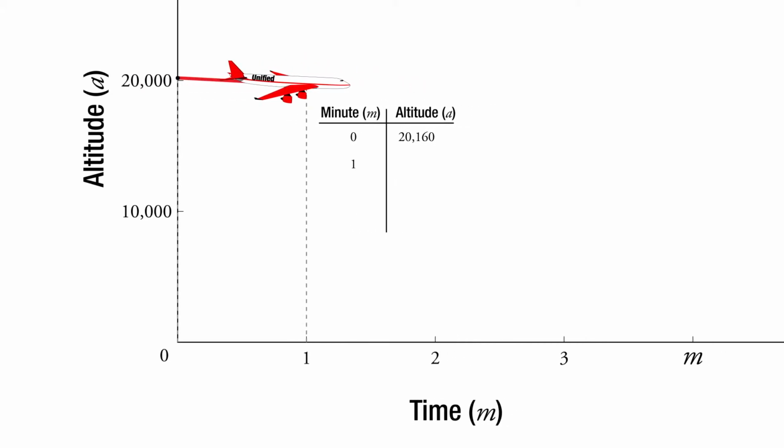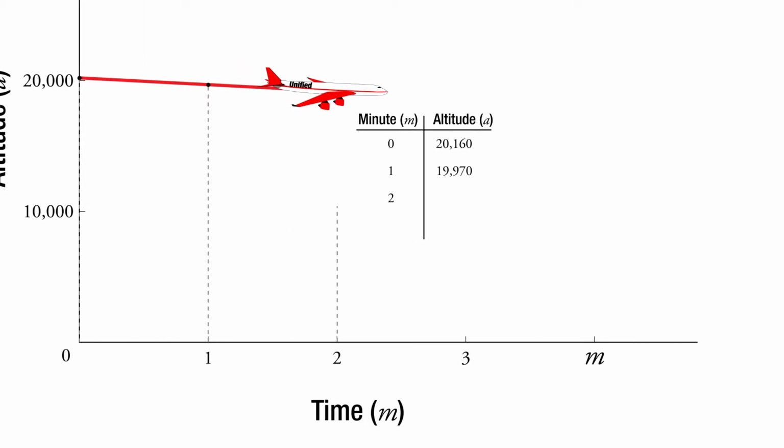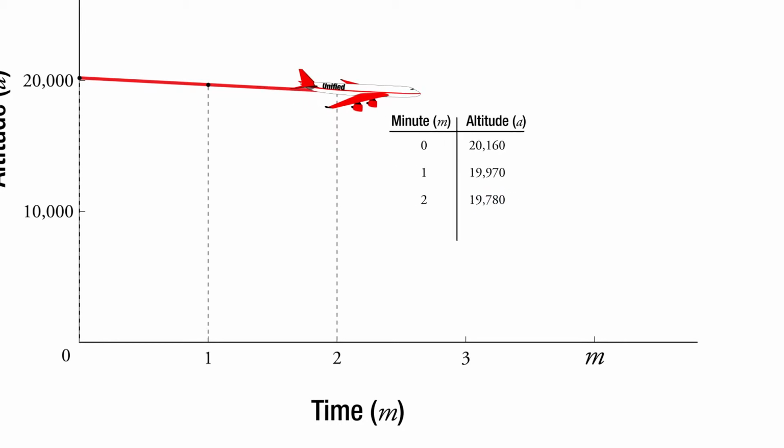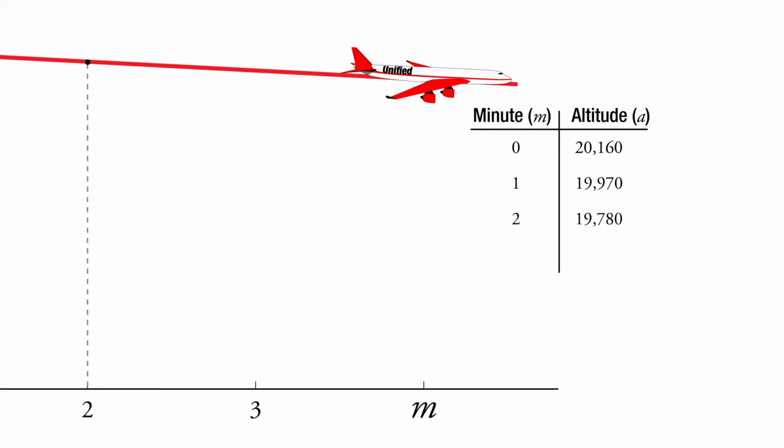So after minute 1, it's 20,160 minus 190, so it's at 19,970 feet. And after minute 2, it's dropped another 190 feet, and so we're at 19,780 feet, and so on. So after minute M, its altitude is described by the formula A equals 20,160, that's its starting altitude, minus 190 times the number of minutes that have gone by.